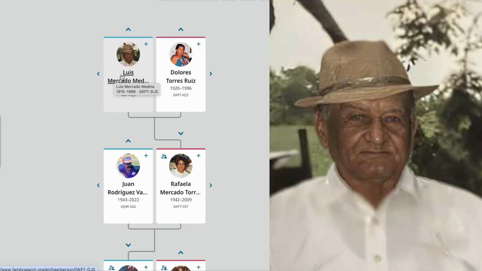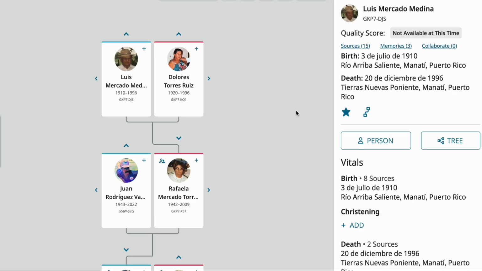So we can see that we can trace this cleft chin all the way back to Luis Mercado Medina, who was born on July 3rd of 1910 in Manatee, Puerto Rico, and passed away on December 20th of 1996 in Tierras Nuevas Poniente, Manatee, Puerto Rico. Now, we finally got information over where our cleft chin was inherited from.